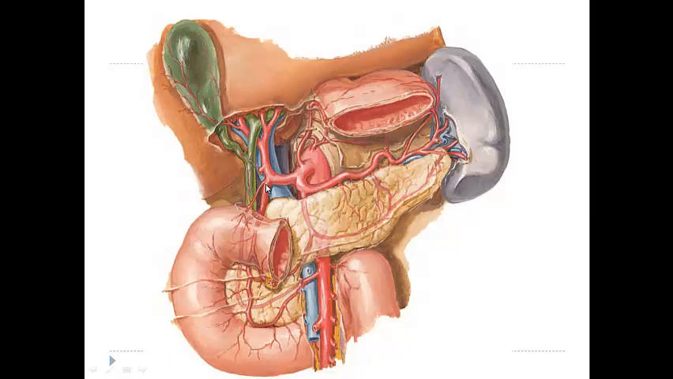And then you've got the hepatic giving off the gastroduodenal, and the gastroduodenal is giving off the superior pancreaticoduodenal here. And then you've got the superior mesenteric giving off the inferior pancreaticoduodenal on this side. So you can see how they're supplying the head of the pancreas right there.